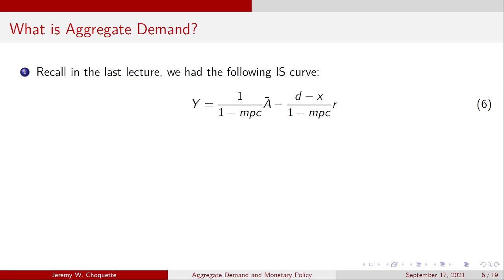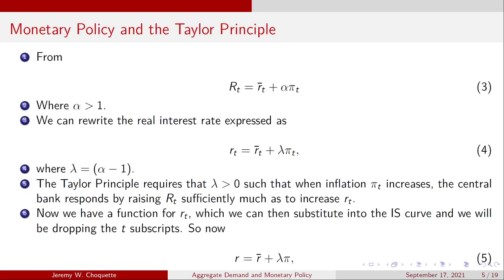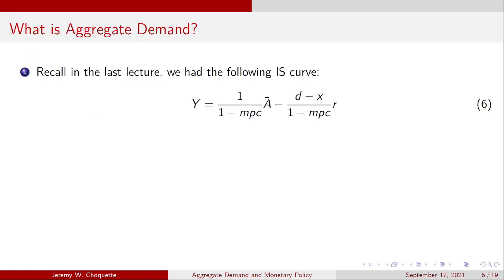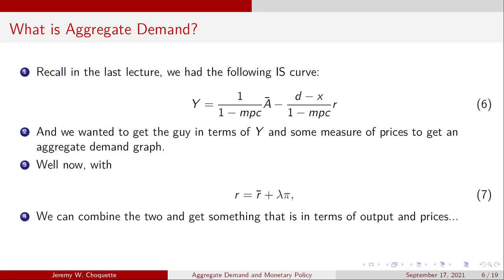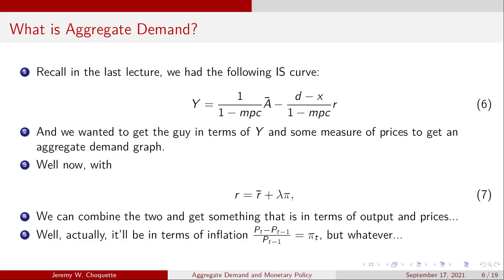Well, if we take a look at it, we got this r here. If we go back to equation 5, there's an r. So what I do is I take equation 5 and I plug that in for the r, which is the last variable in equation 6. If I want to get this in terms of Y and some measure of prices, to be able to get a graph for aggregate demand, well, with r equals r bar plus lambda pi, plug that in for r in equation 6. I combine these two equations, and now I've got something in terms of output and prices. Well, actually, what it's really in terms of is inflation.